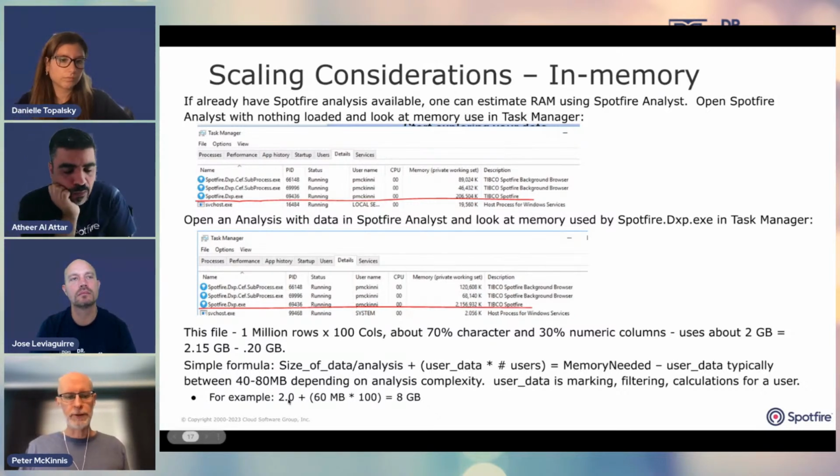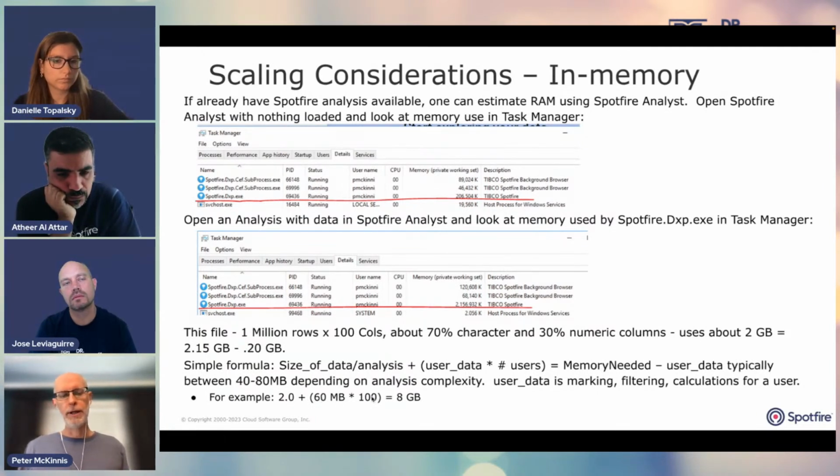So if you start off with 2 gigs of raw data, and then you have 6 gigs of user data, you're estimating about 8 gigs for this analysis file. So that's just a high-level view.